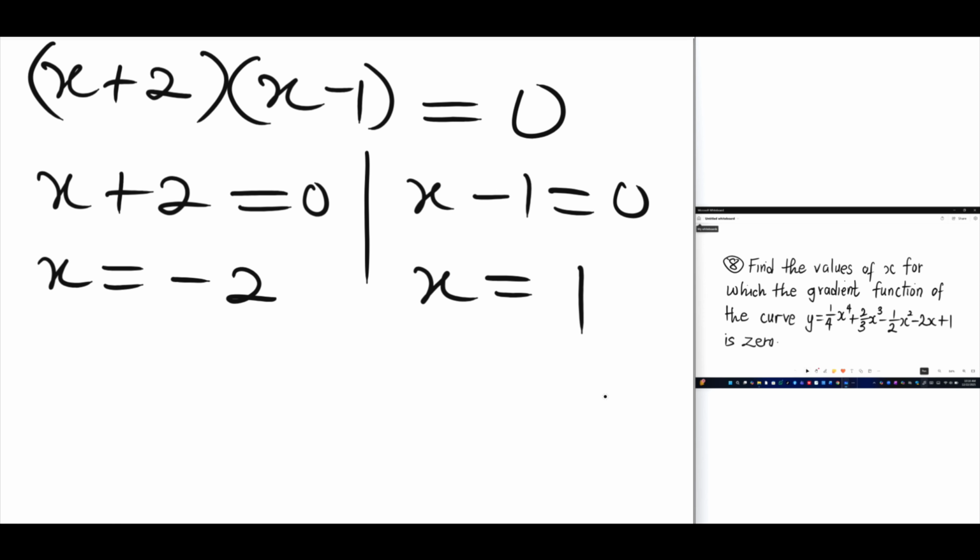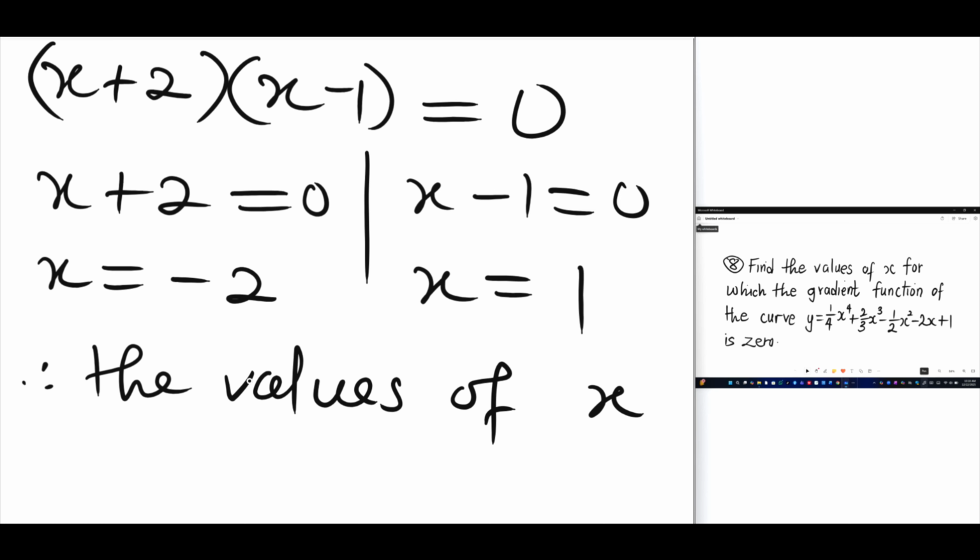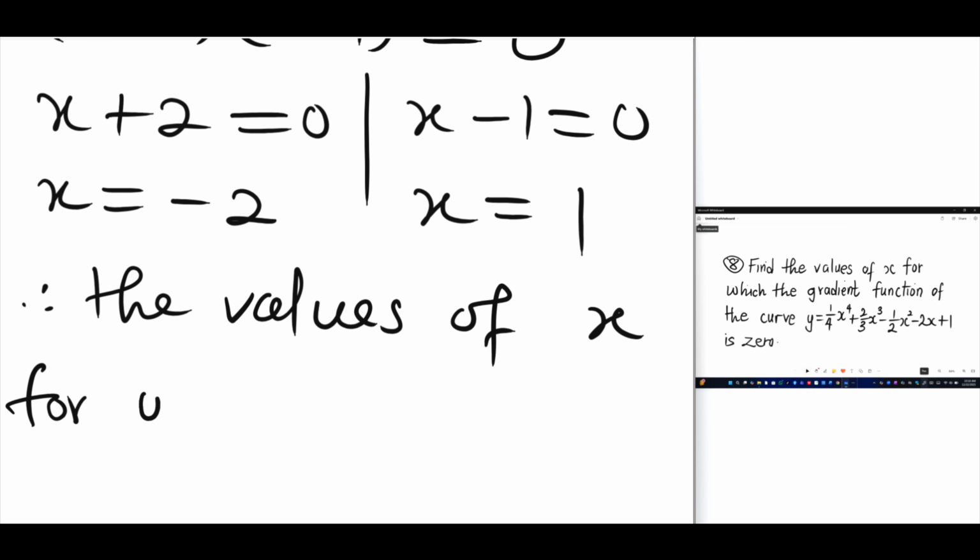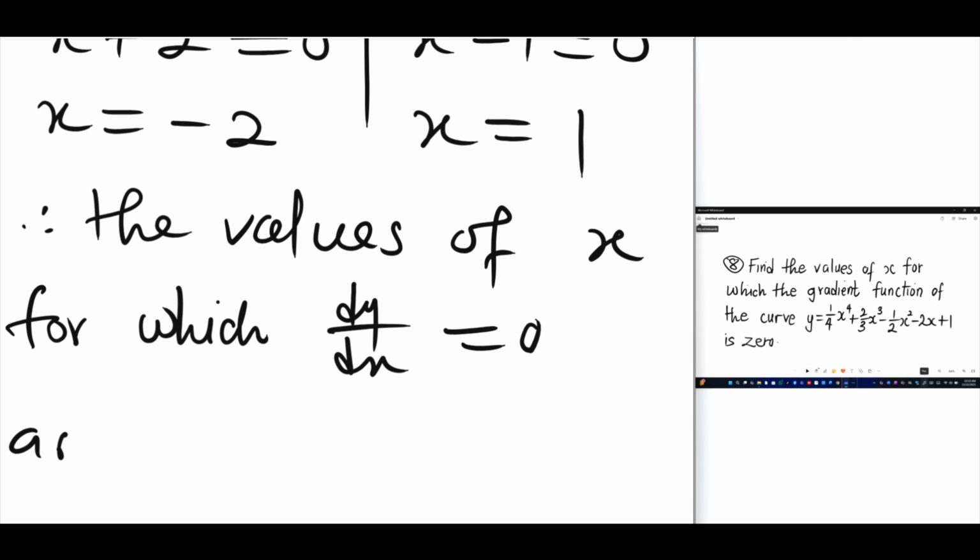So we conclude that the values of x for which dy dx is equal to 0 are negative 2, negative 1, and positive 1. All right. So this is how we answer this type of questions.